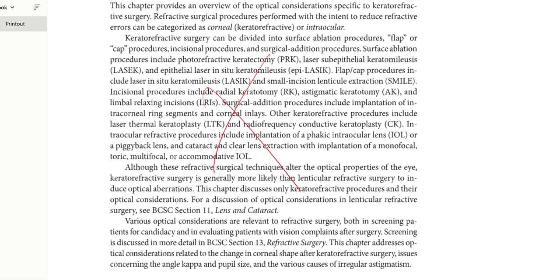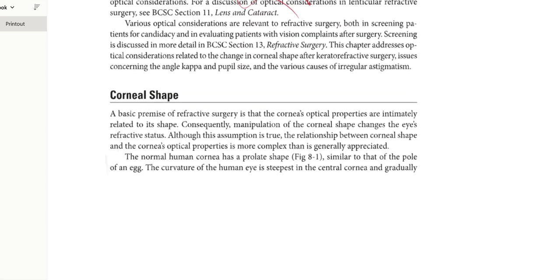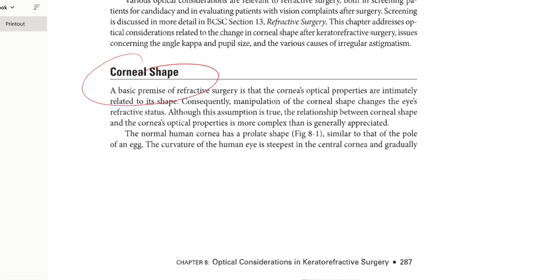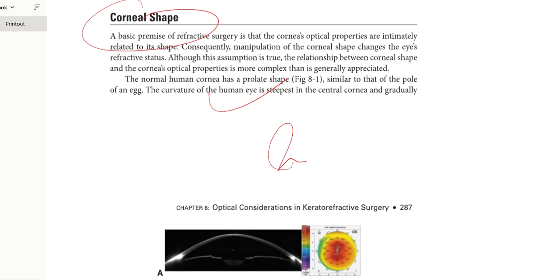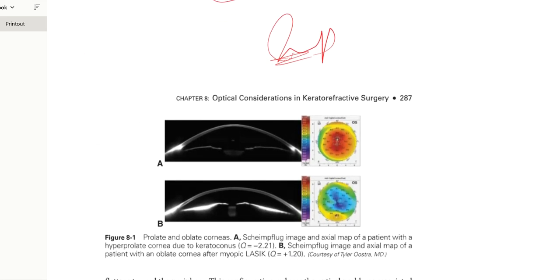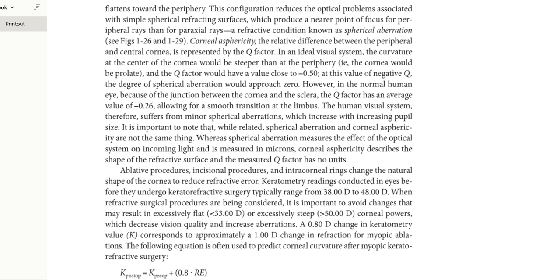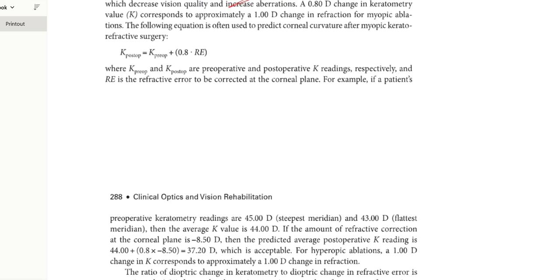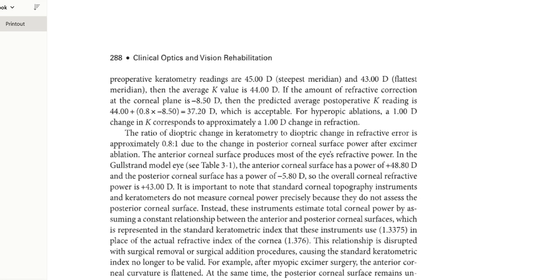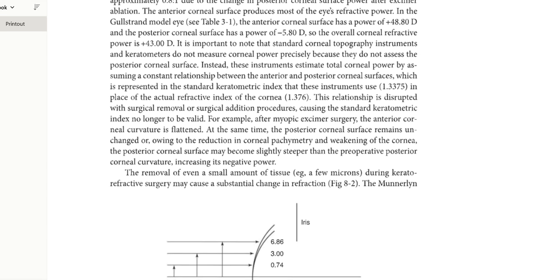Introduction is not important. You can leave it. Corneal shape, and this topic is important. Okay, important. Quick read only.